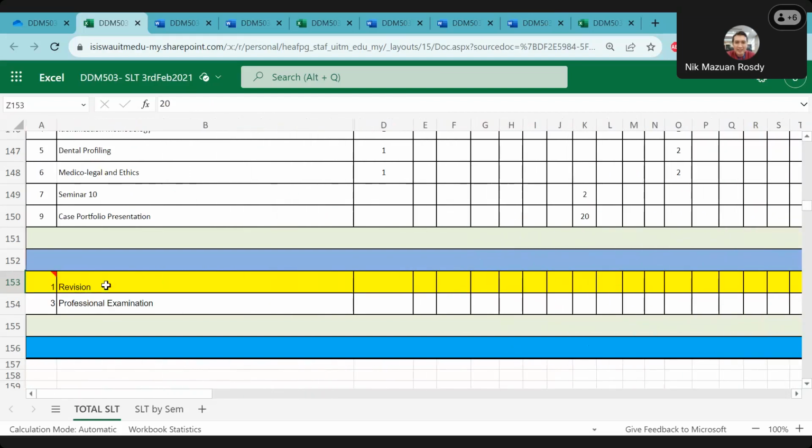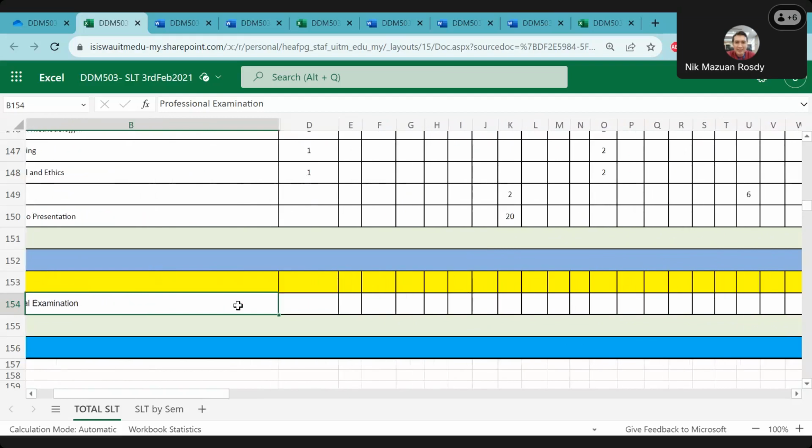And for the professional exam, kita listkan exam yang bukan dalam teaching and learning weeks. Okay, untuk kita, kalau you all nak tahu, the normal teaching and learning weeks untuk program lain di UiTM dan mana-mana universiti tempat lain ialah 14 minggu. Tapi untuk BDS, Bachelor of Dental Surgery, the normal teaching and learning time is 17 minggu. When we list out kat sini, professional examination ni dia tak termasuk dalam 17 minggu. Tapi dia nak juga masukkan dalam SLT.